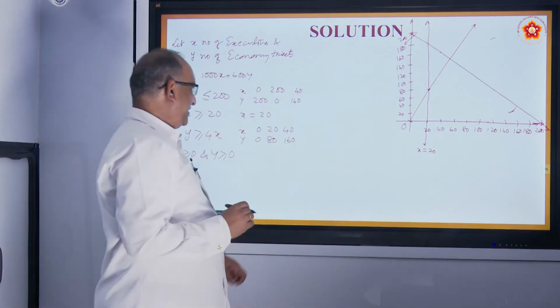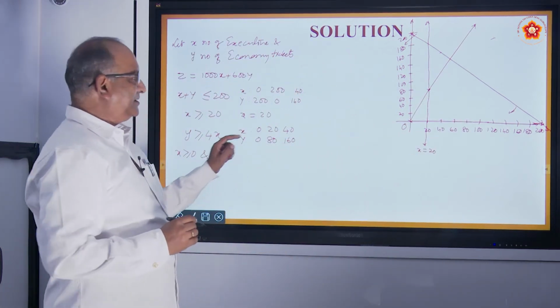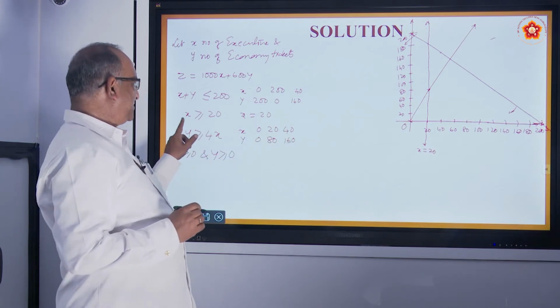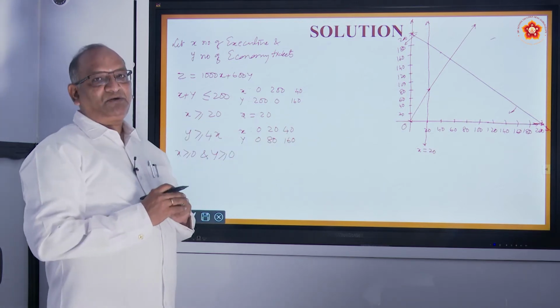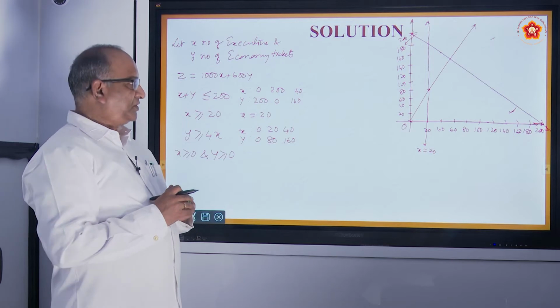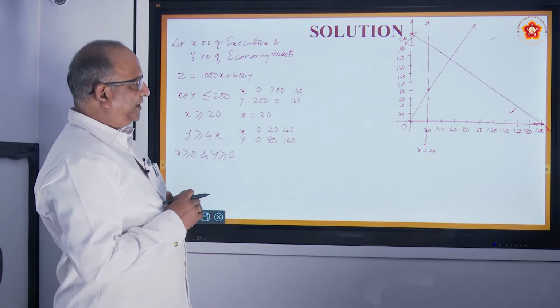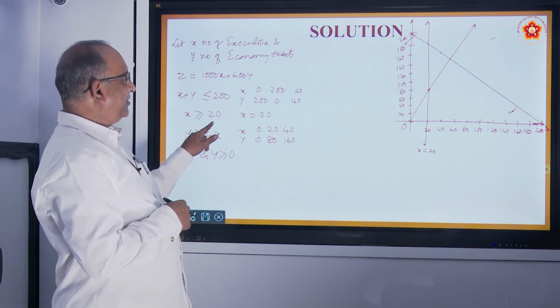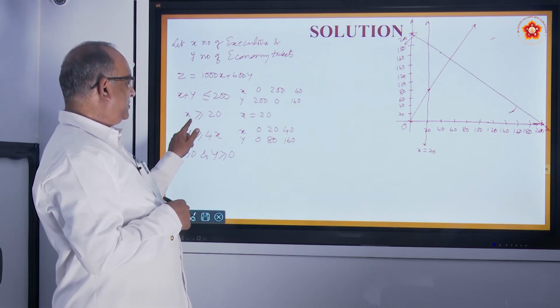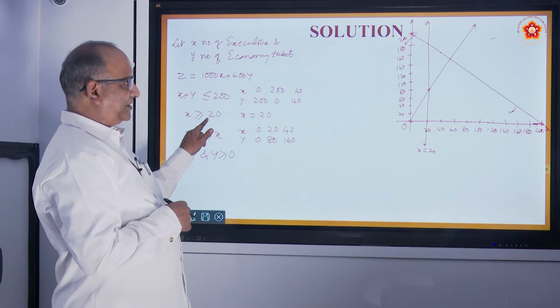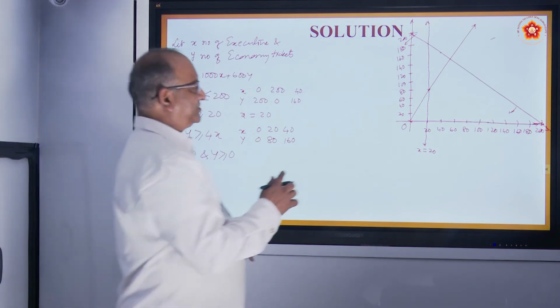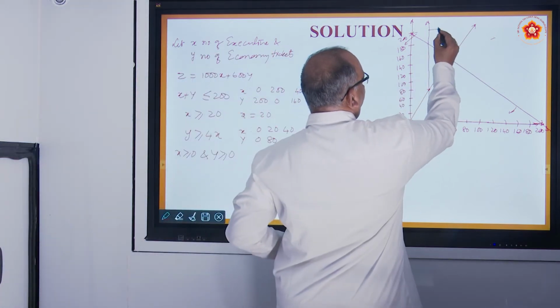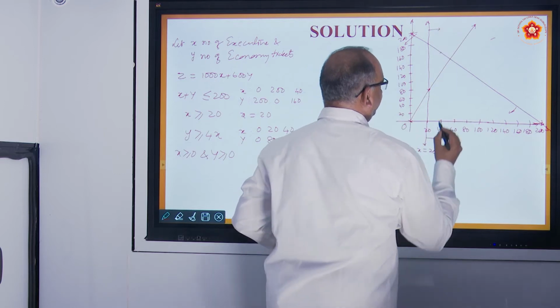Come to the second one, x equal to 20. Suppose you substitute 0, 0: 0 is greater than or equal to 20, which is wrong. So we need to shade the portion x is greater than or equal to 20. So 0 is greater than 20 is wrong, so the other side we have to shade. So this is the side which we need to shade.